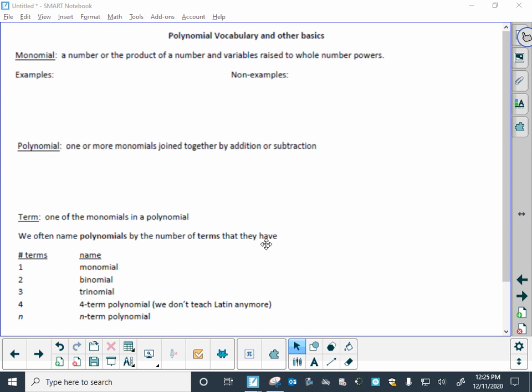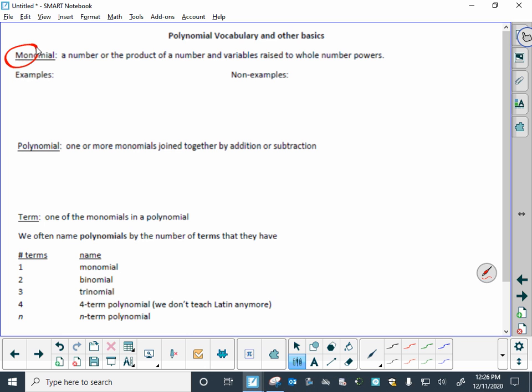All right, let's take a look at some of the vocabulary associated with polynomials and some of the basics of working with them. To begin the discussion of what a polynomial is, we have to understand what a monomial is. Monomial, mono meaning one, is defined as a number or the product of a number and variables that are raised to whole number powers. Whole numbers being 1, 2, 3, 4, 5, 6, 7, like that.